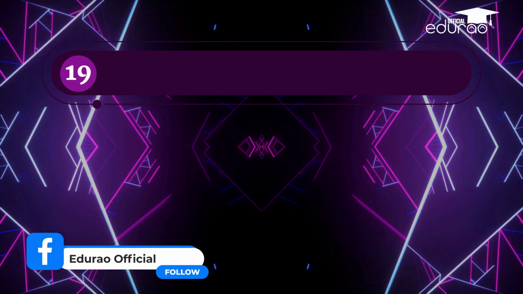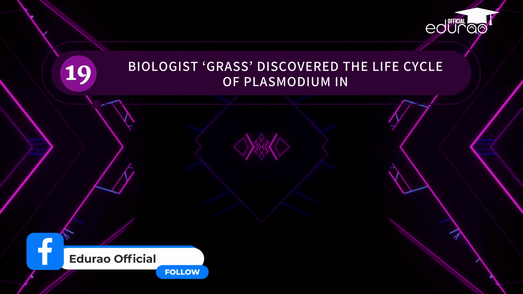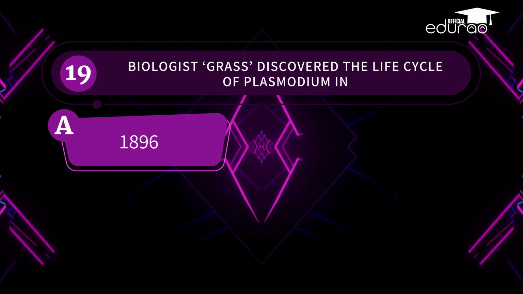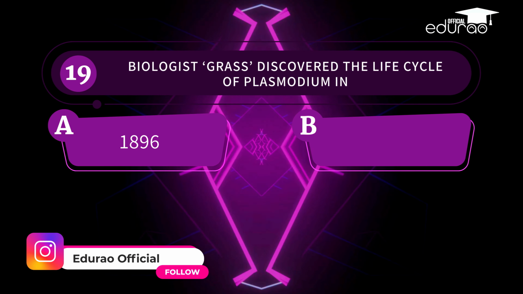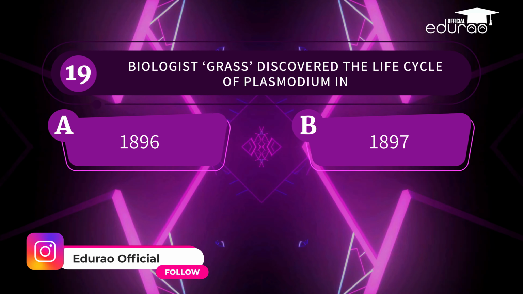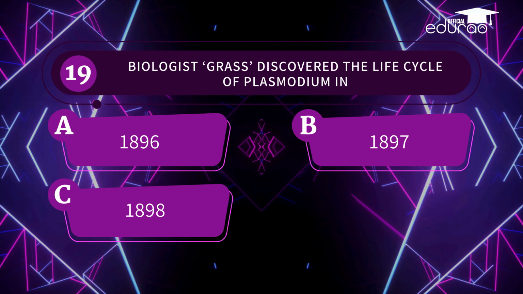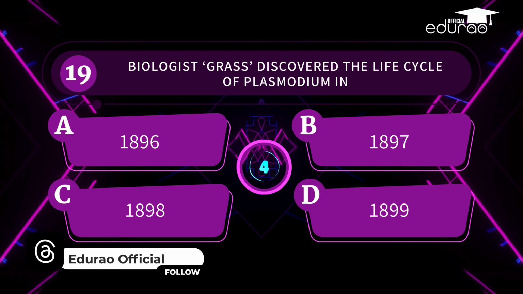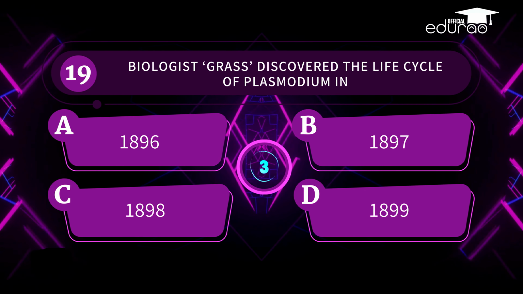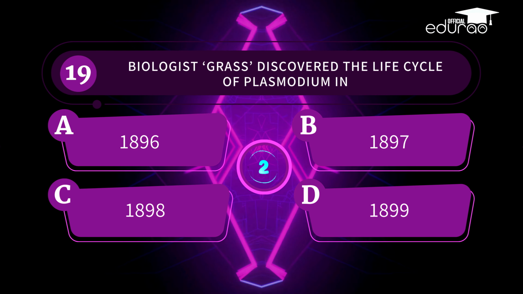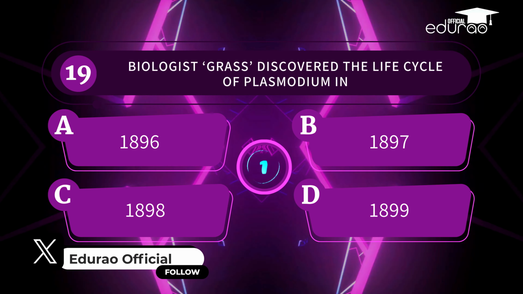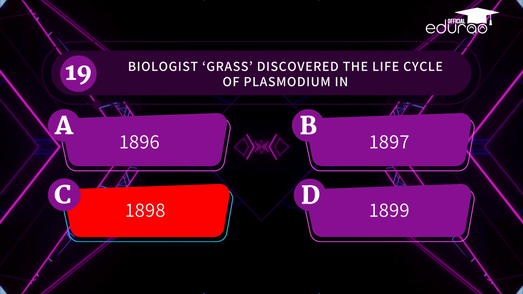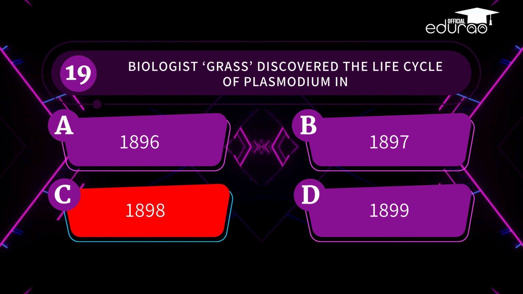Question 19. Biologist Grass discovered the life cycle of Plasmodium in A. 1896, B. 1897, C. 1898, D. 1899. You're exactly right in your assessment. Correct answer is 1898.